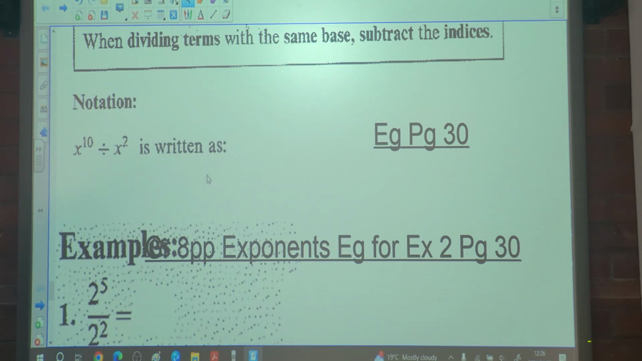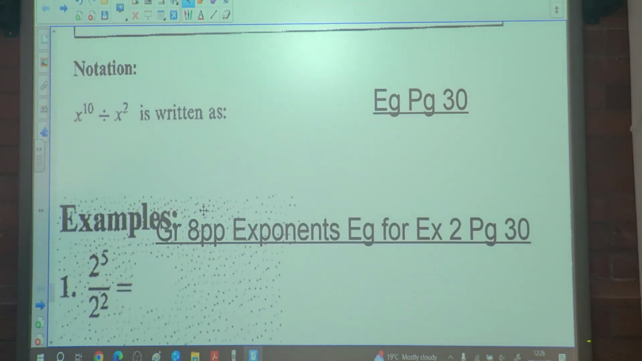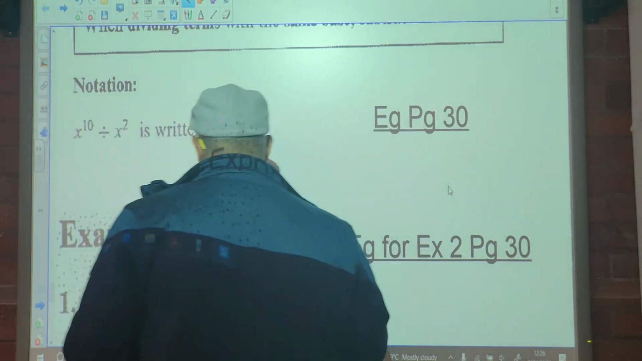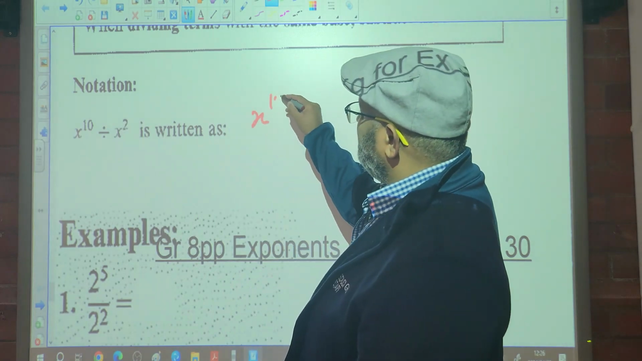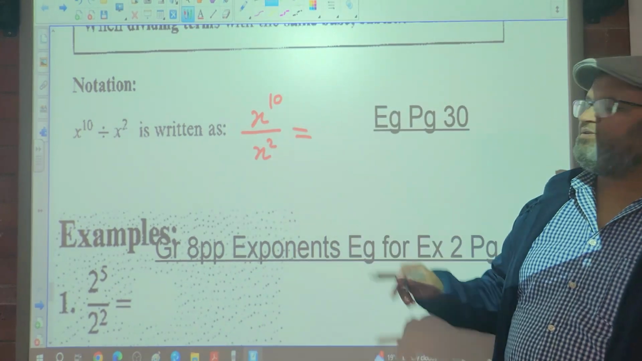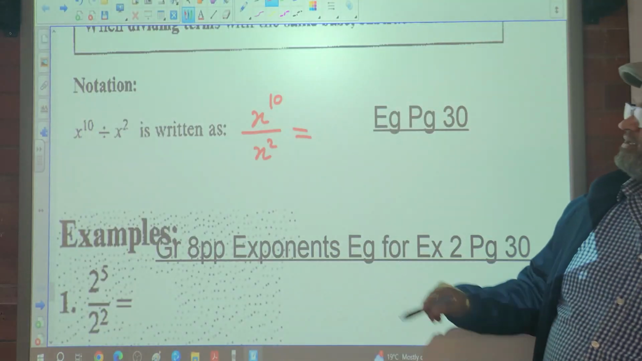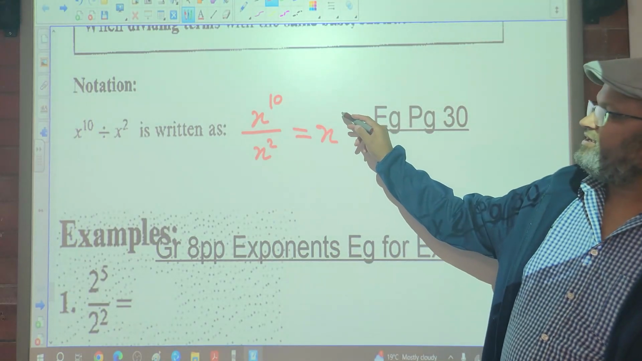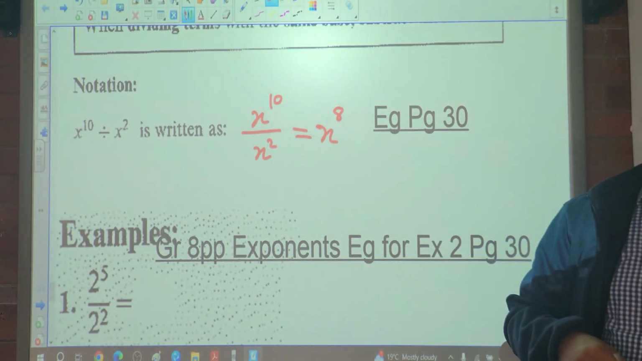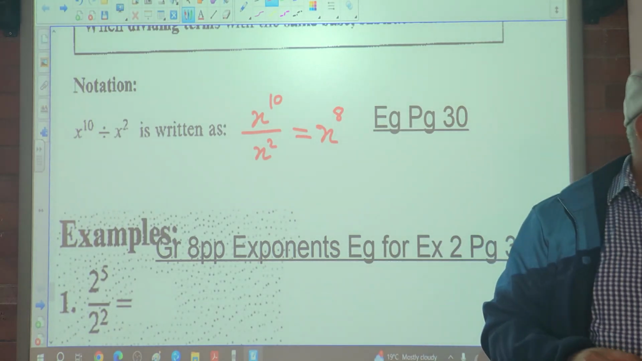Okay, notation. We've got x to the exponent 10 divided by x squared. This can be written as x to the 10 over x squared. And if we are asked to simplify this, what would it be? x to the 8. Or I could have said 10 minus 2. Alright, you guys understand?